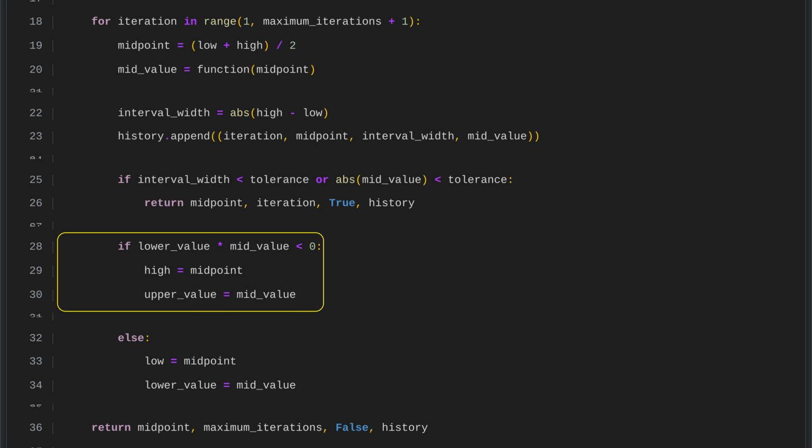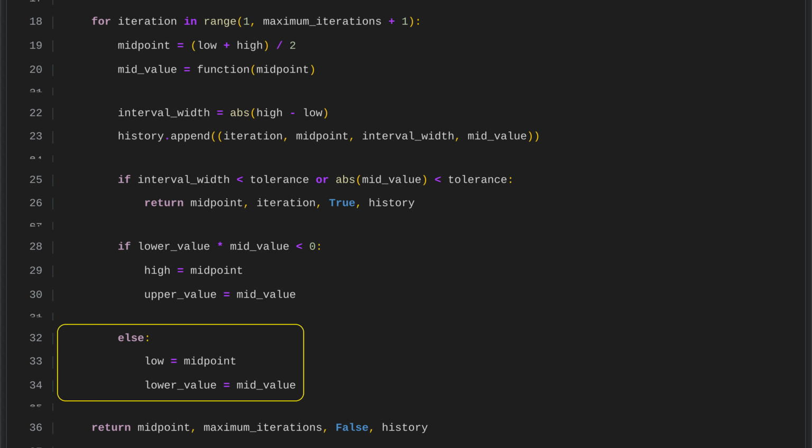This part of the bisection method checks whether the root is between the current lower bound and the midpoint. If so, the upper bound is moved to the midpoint, narrowing the search to the lower half of the interval. The midpoint's value is also stored as the new upper value for the next iteration. If the lower value and midpoint value do not have opposite signs, the root is not in the lower half of the interval. So, the lower bound is moved to the midpoint, narrowing the search to the upper half and setting up the next iteration.